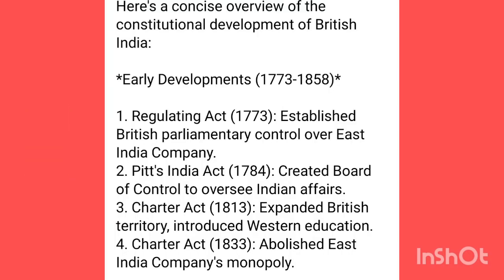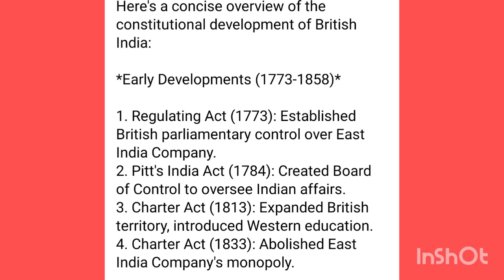Hello friends, today we will discuss the constitutional development of India during the British period, the British era. First of all, we will discuss the period between 1773 and 1858. It's the early development era. So what happened? The Regulating Act of 1773 came into force and it established British parliamentary control over East India Company.